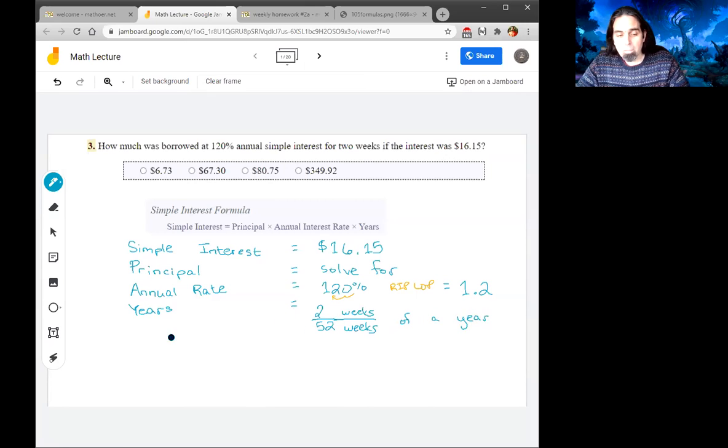If you want, I could take my fraction, the 2 over 52, and change it to a decimal. But then I'd have this long, ugly decimal to work with. So now I plug things in. Simple interest, 1615, is my principal, which I don't know, times 1.2 times 2 divided by 52.